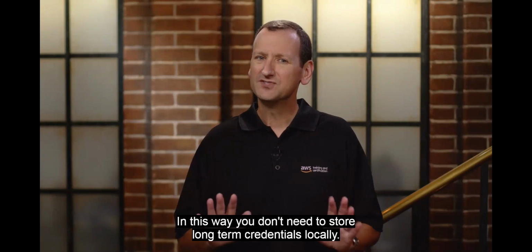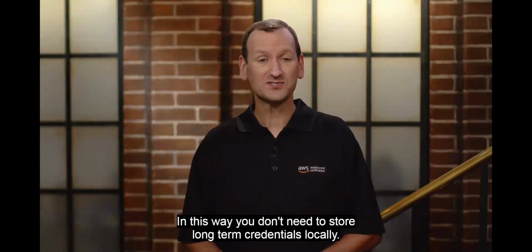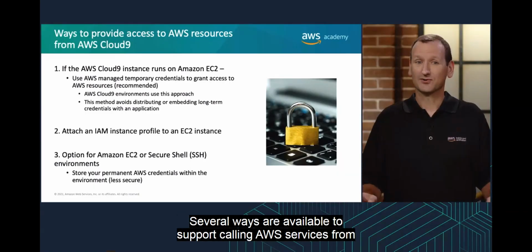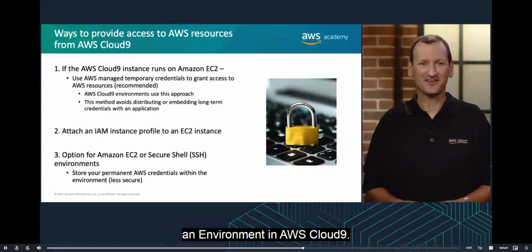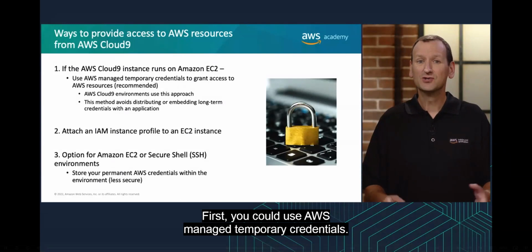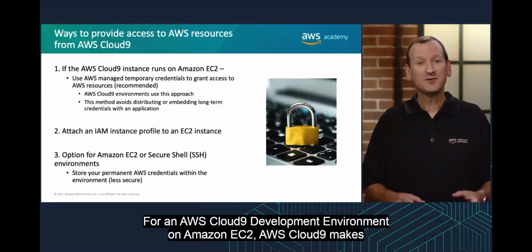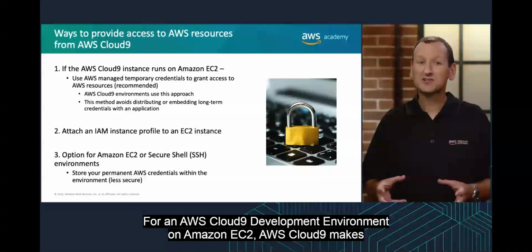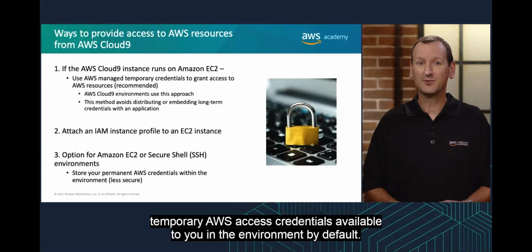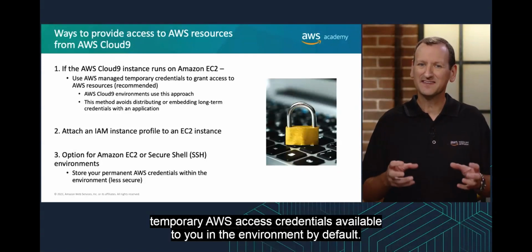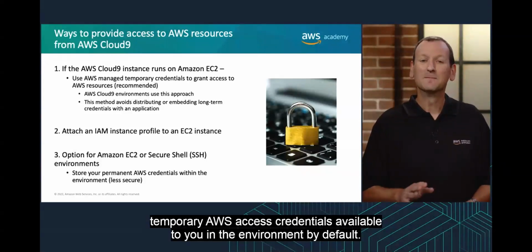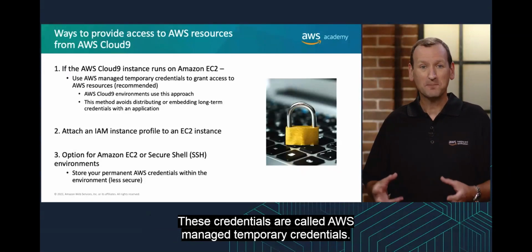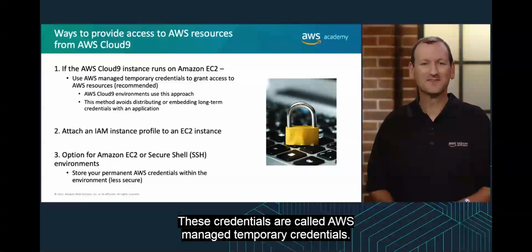In this way, you don't need to store long-term credentials locally. Several ways are available to support calling AWS services from an environment in AWS Cloud 9. First, you could use AWS Managed Temporary Credentials. For an AWS Cloud 9 development environment on Amazon EC2, AWS Cloud 9 makes temporary AWS access credentials available to you in the environment by default.